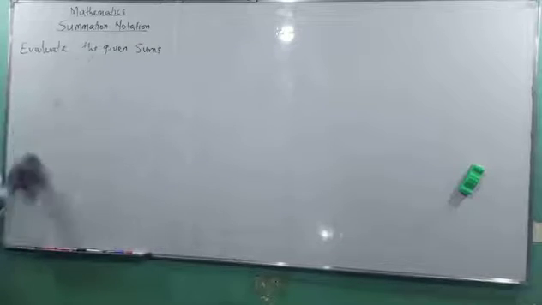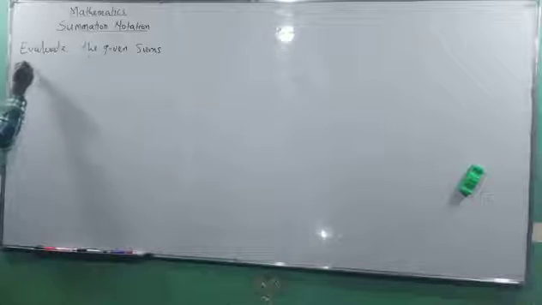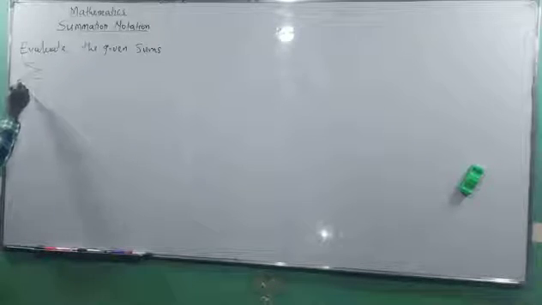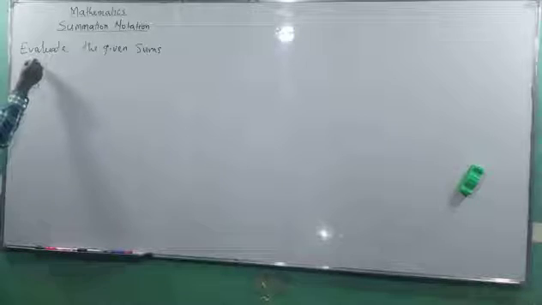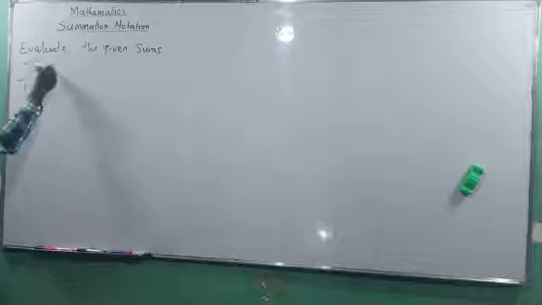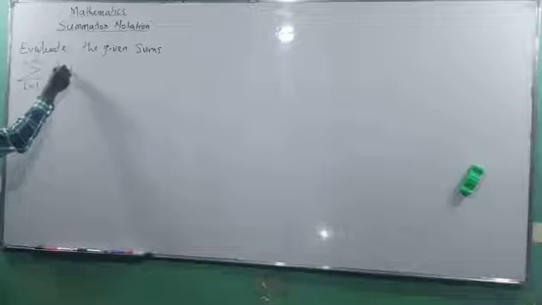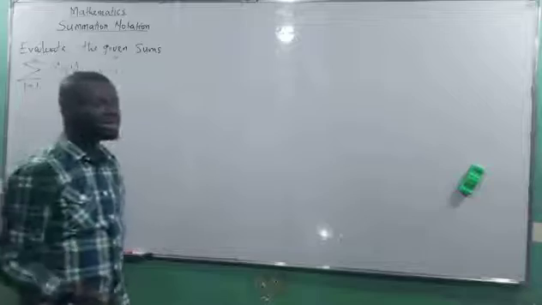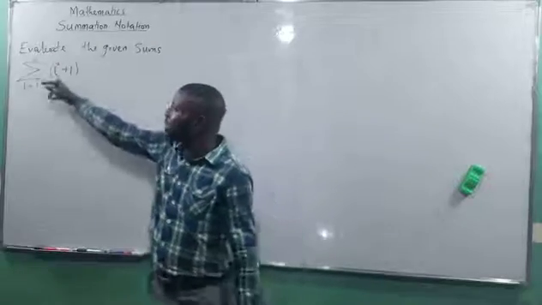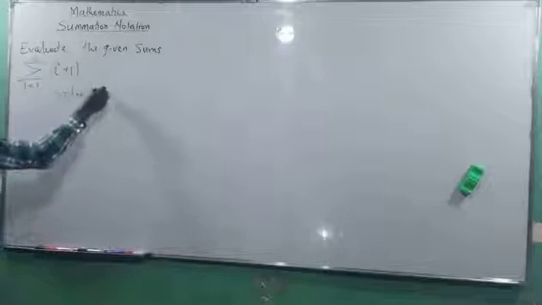Another one can also come this way. You are asked to do summation from i equals 1 to 6 of i squared plus 1. This is also handled the same way, but the only difference is that here the term is powered, it is squared. The solution to this problem is done the same way.